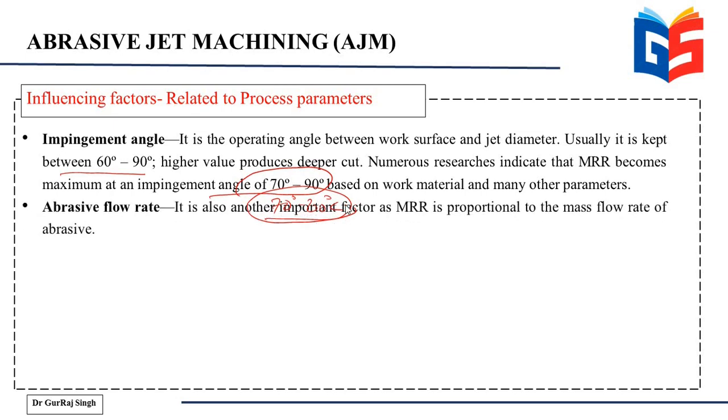Next, you have the abrasive flow rate. As the MRR is proportional to the mass flow rate of the abrasives, as the flow rate increases, the MRR also increases. But beyond a certain flow rate, your MRR is going to fall. So as discussed earlier, it follows this kind of a pattern where it tops out and then falls down.